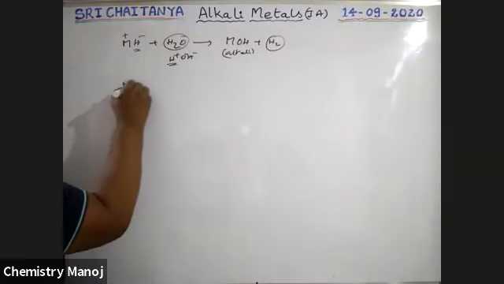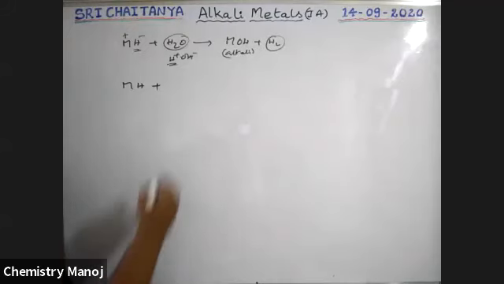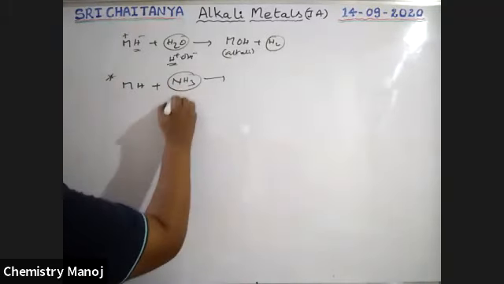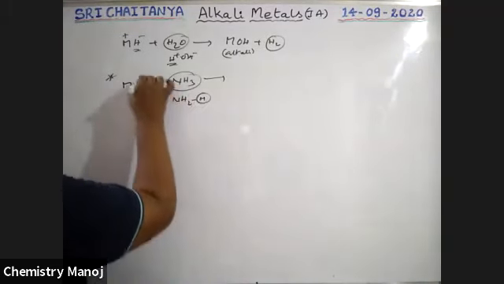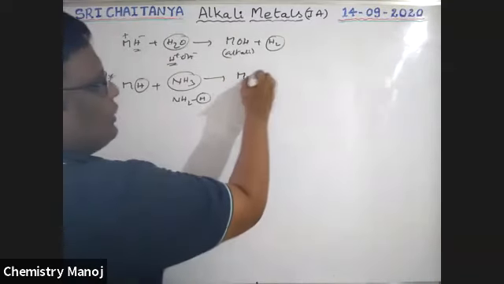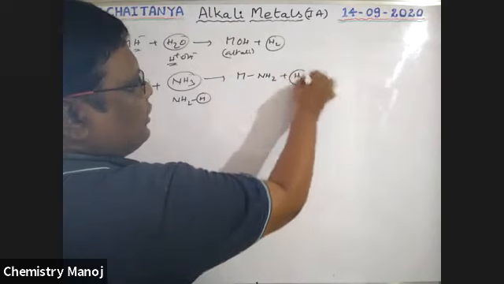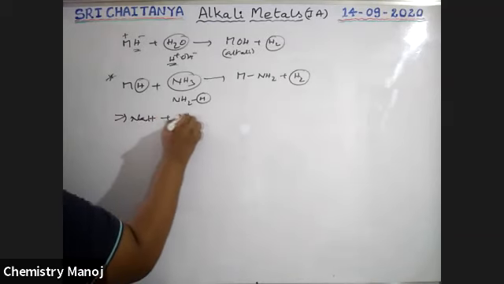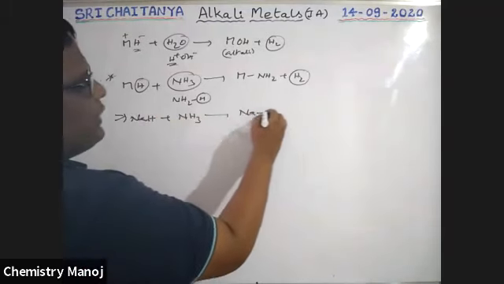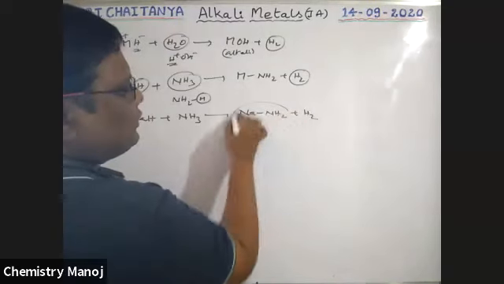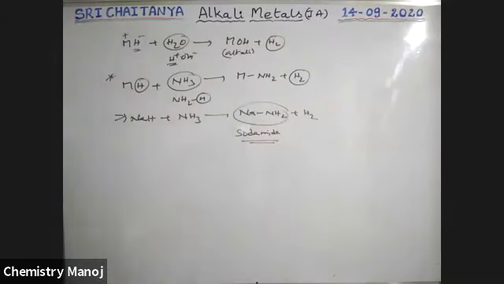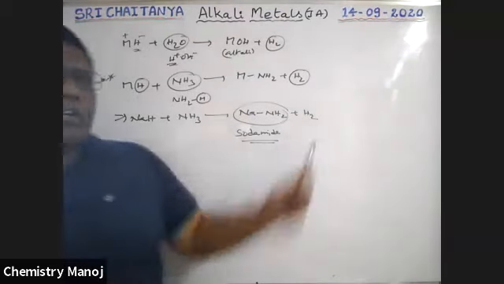Next, when a metal hydride reacts with ammonia, it is important, boys. Ammonia, NH3, is nothing but NH2H. This H and this H combination gives H2. That gives MNH2 plus H2. Here also hydrogen gas is liberated. For example, when NaH reacts with NH3, that gives NaNH2 plus H2. This is called sodamide, the best reducing agent, boys. Sodamide is the product, and hydrogen gas is liberated.